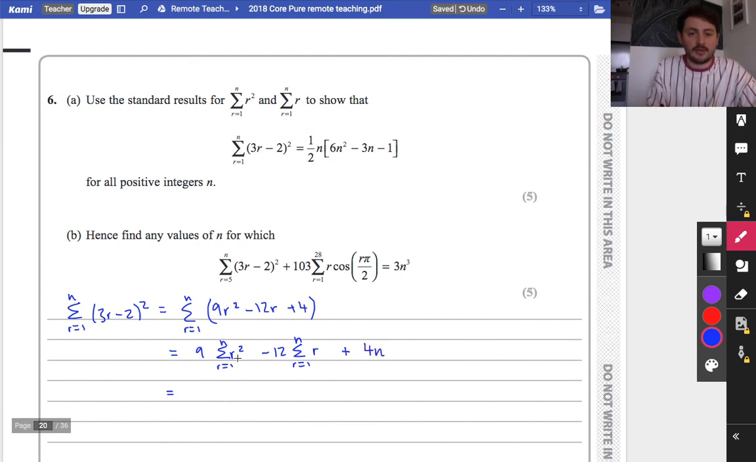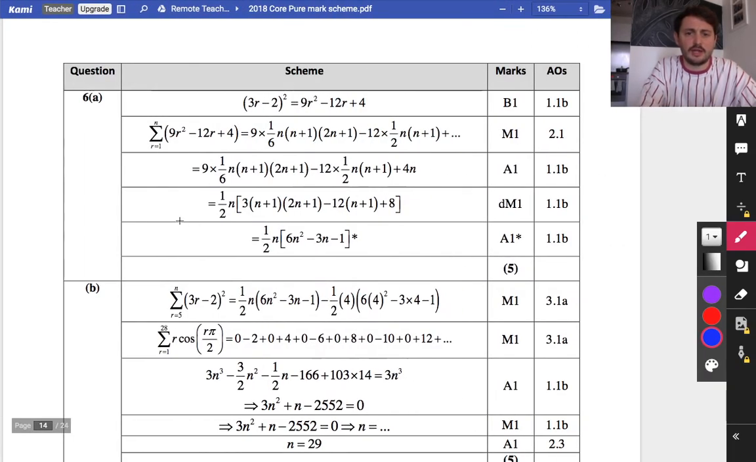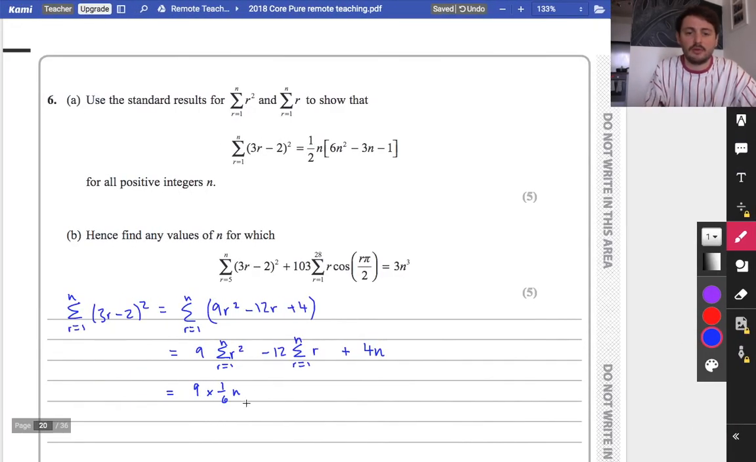Now, the standard summation series for r squared is a sixth n. I can never remember this one. I might need to check it. A sixth n, n plus 1, 2n plus 1? No, let me just double check. A sixth n, n plus 1, 2n plus 1. I would need to use the formula book for that. A sixth n, n plus 1, 2n plus 1, minus 12 multiplied by a half n, n plus 1, plus 4n.